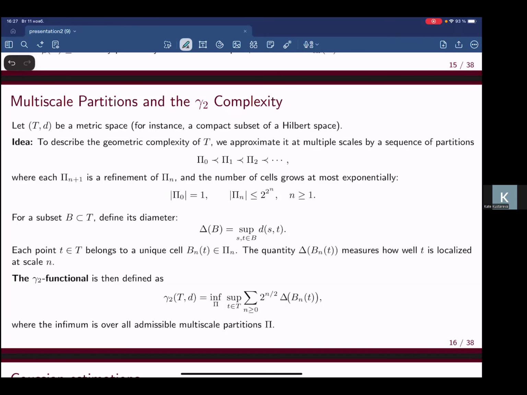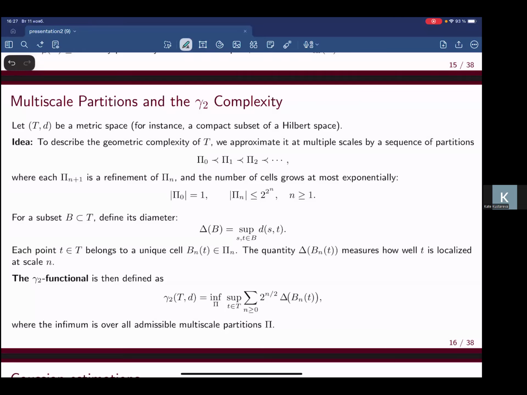For any subset... But I think this growth seems super exponential or something, because we have 2 to the 2^n. I agree. Yes. Each new partition refines the previous one.